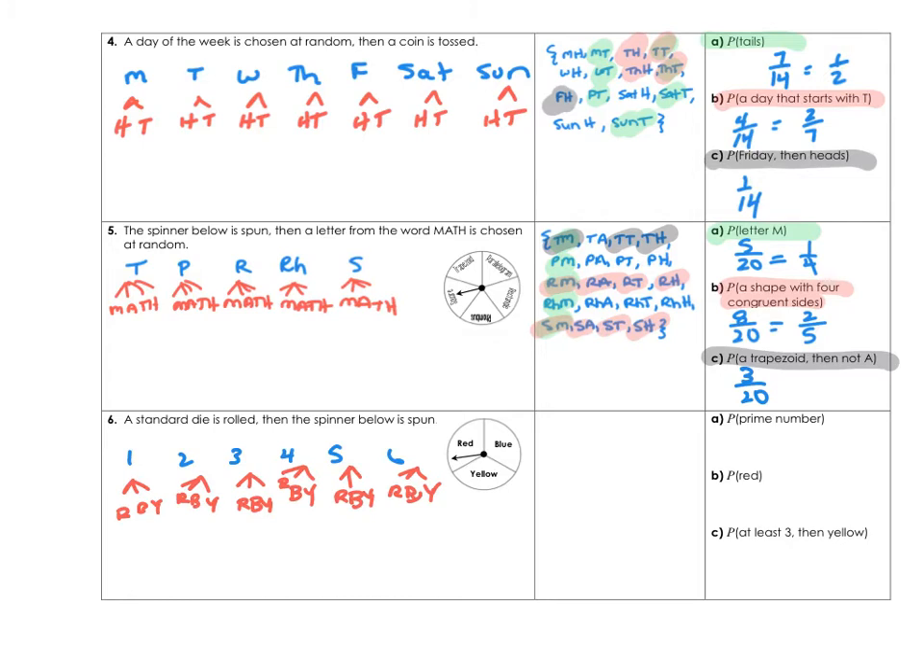So those are all the possibilities that could happen. So I'm going to do the same thing again. I'm going to freeze the video. I'll start out the sample space and then I'll freeze it and you guys can check your work. So my sample space is going to be 1 red, 1 blue, 1 yellow, 2 red, 2 blue, 2 yellow. Okay, I'm going to pause it and we'll reconvene.